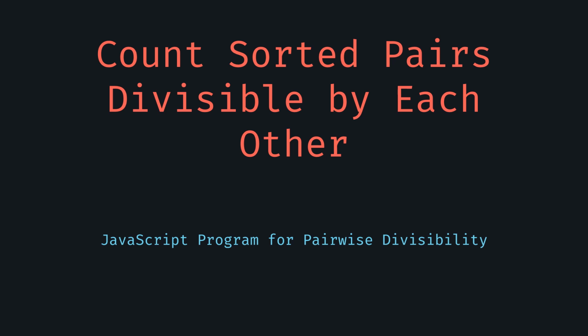In this session, we'll solve a problem where we count the number of sorted pairs in an array, such that one element in the pair is divisible by the other. By the end of the session, we'll have a clear understanding of how nested loops, modular arithmetic, and conditional logic work for solving array-based problems.